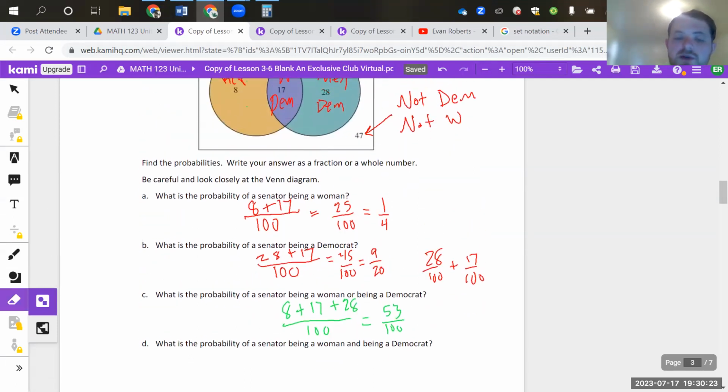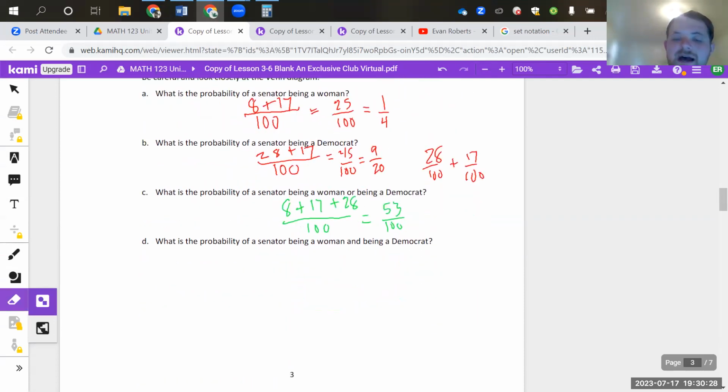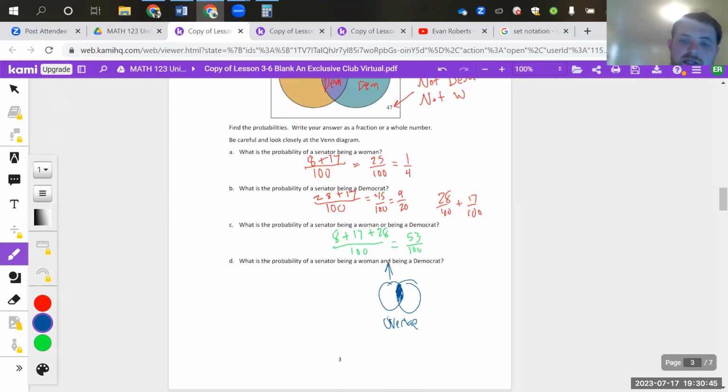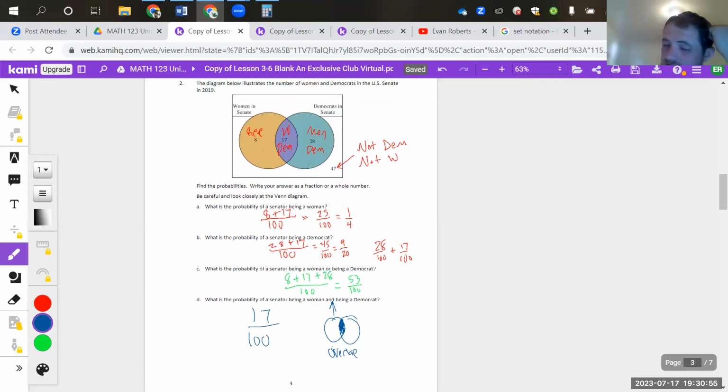Last one here. What's the probability of a senator being a woman and a Democrat? So that, again, the "and" is usually, in this scenario, referring to the overlap. Okay, so again, when you see the "and," you should think of that overlapping space. So the overlapping space, it looks like there's 17 in the overlap out of the 100 total. And since 17 is prime, that cannot get reduced down any farther. So 17 out of 100 would be our final answer.